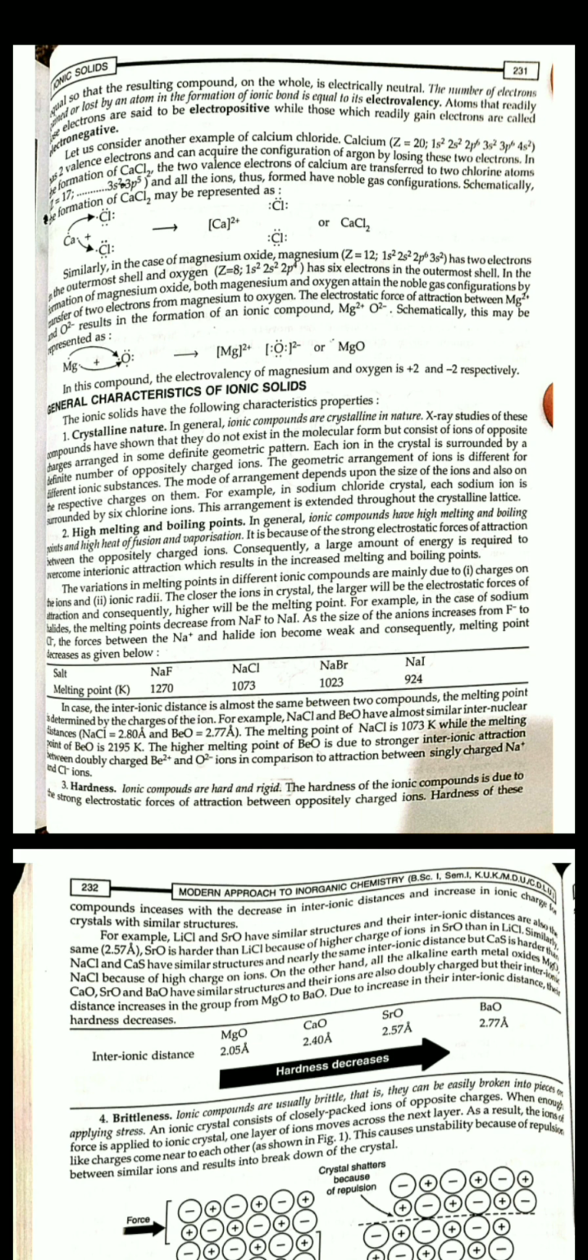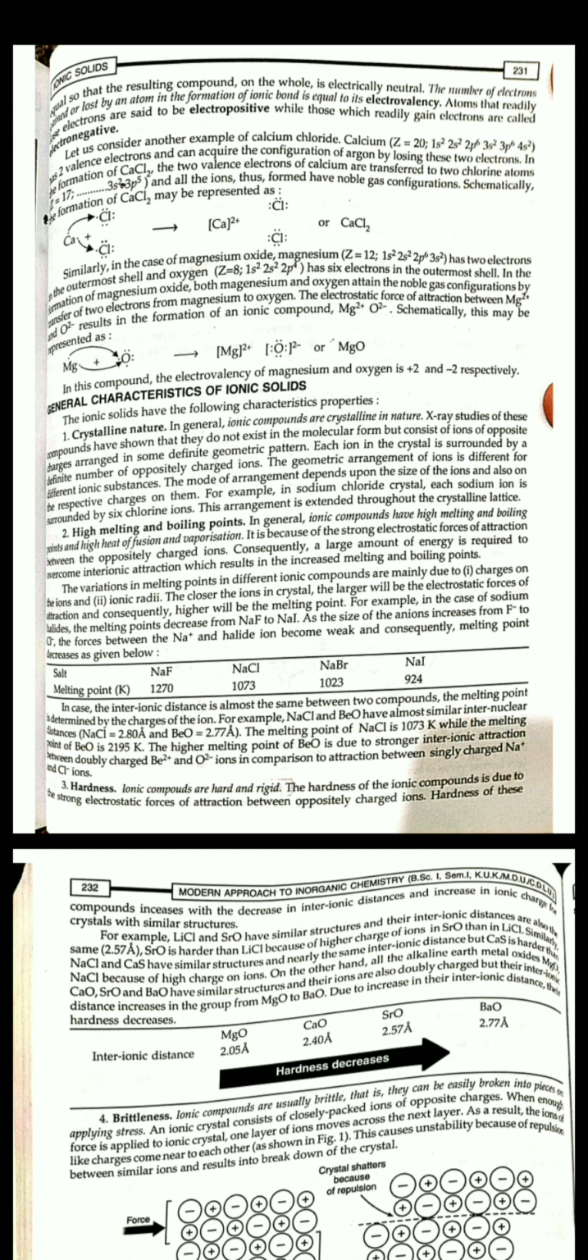Similarly, NaCl and CaS have similar structures and nearly the same interionic distances, but CaS is harder than NaCl because of the high charge on ions. On the other hand, all the alkaline earth metal oxides MgO, CaO, SrO, and BaO have similar structure and their ions are also doubly charged, but their interionic distance increases in the group from MgO to BaO. Due to the increase in their interionic distance, their hardness decreases.